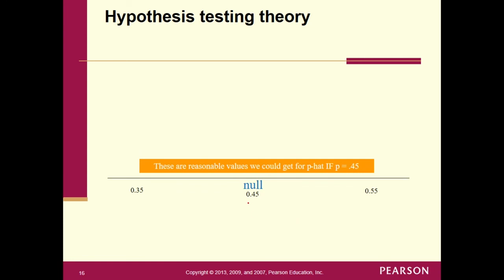So we have 0.45 in the middle here. Let's say the standard error, and I'll show you how to calculate the standard error later on, was 0.05. If you go out 2 standard errors, these would be reasonable values that you could get for p hat if p was equal to 0.45. So if the standard error was 0.05, you go out 2 standard errors in both directions. These are reasonable values in orange that you could get for p hat. You could get something a little bit less than or a little bit greater than 0.45.